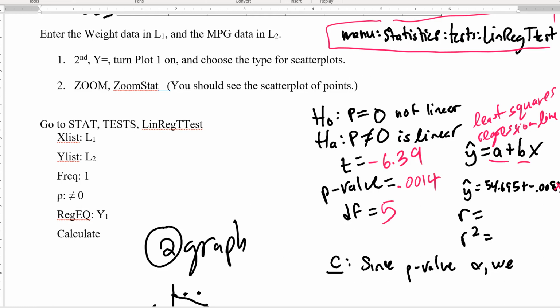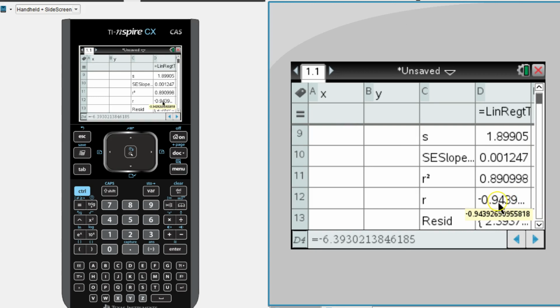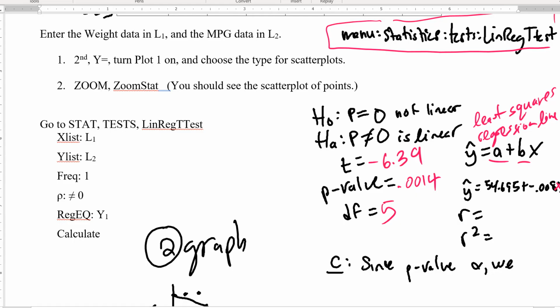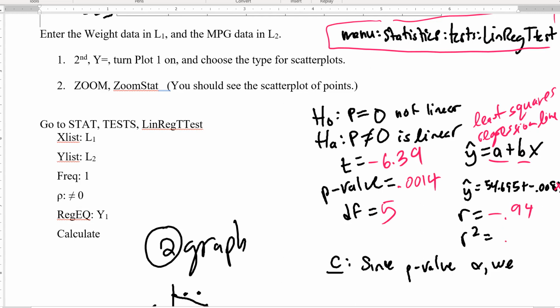It gives me the r and the r squared. So if I scroll down, it gives me the r, negative 0.94. It gives me the r squared, 0.89. Both of those tell me kind of a relative strength of the equation. The fact that our r is so close to 1, really closer to negative 1, implies this is a very strong linear relationship.